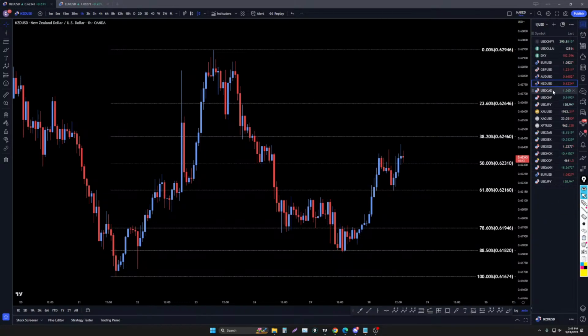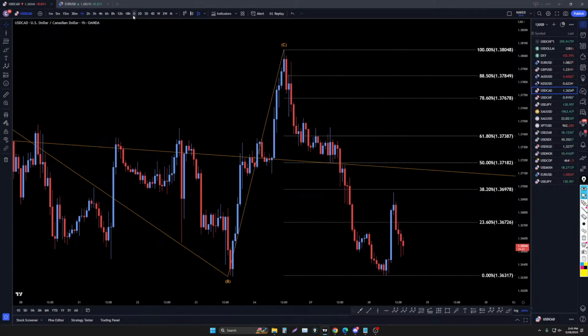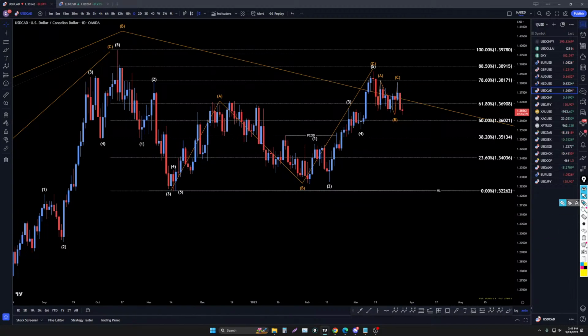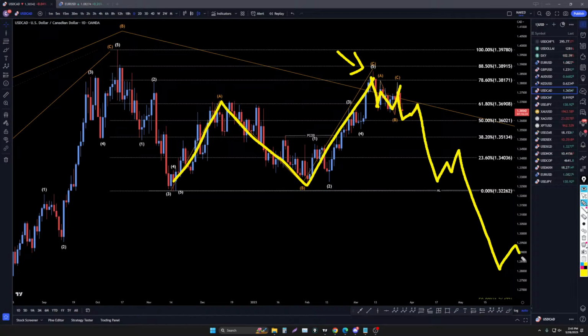So let's head down to the US dollar Canadian. Head up to the daily time frame. I think that this is a big ABC correction right here, and I think the correction is already over. I think it's just waiting for something to really give us a nice impulsive move down. Probably going to end up eventually looking like this, and I actually think this is a big wave C on the much longer time frames.